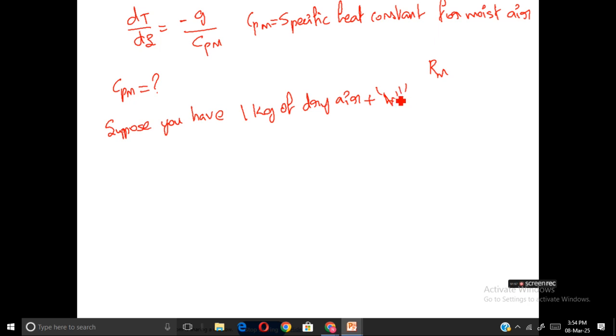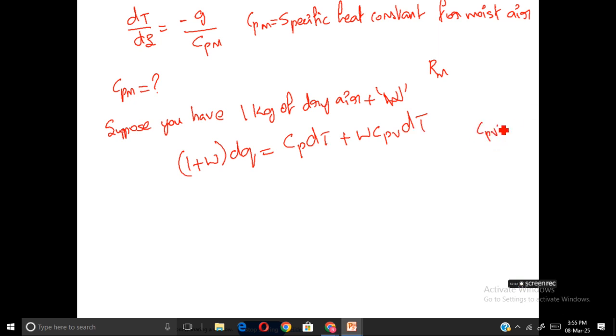Let W be the amount of water vapor present in 1 kilogram of dry air. So we can write the first law of thermodynamics in this form: (1 plus W) dQ is equal to Cp dT plus W into Cpv dT. So in case of moisture, the first law reduces to (1 plus W) dQ is equal to Cp dT plus W into Cpv dT.